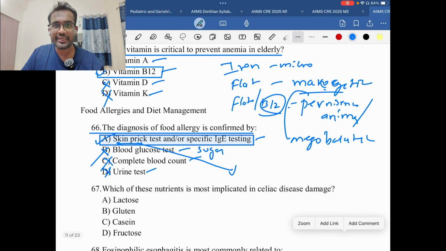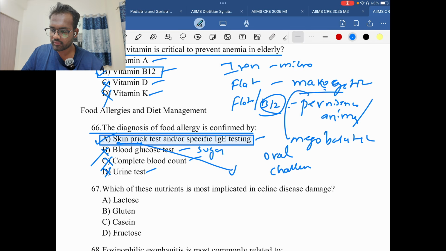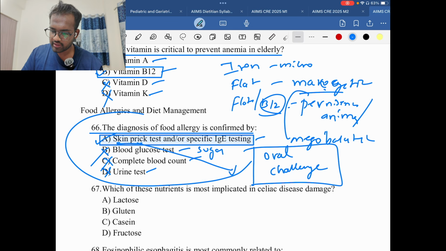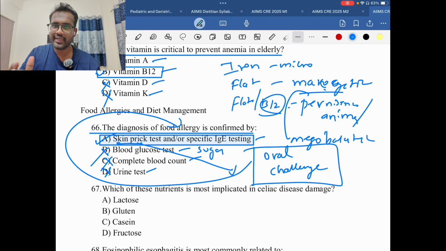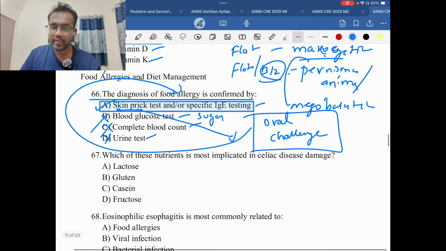What is the gold standard for the allergic reaction? It is the oral challenge. It's called the gold standard for the allergic test, for finding food allergic reactions. Always remember, if they ask what is the gold standard for finding food allergic reactions, then it is called the oral challenge test. It is done in the presence of an expert or a specialist.